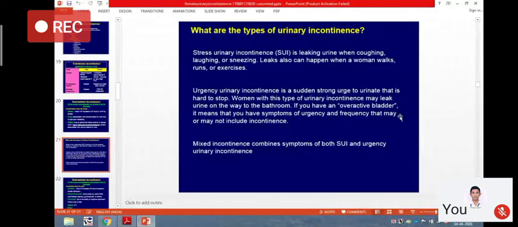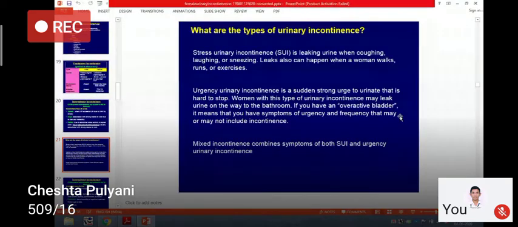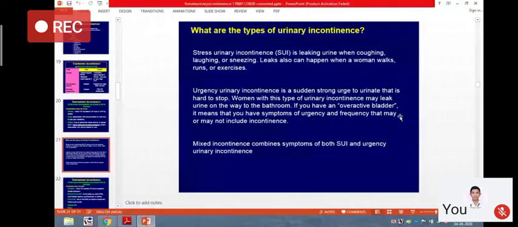Urgency urinary incontinence is a sudden strong urge to urinate that is hard to stop. Women with this type of incontinence may leak urine on the way to the bathroom. Then mixed incontinence contains symptoms of both stress and urge urinary incontinence.